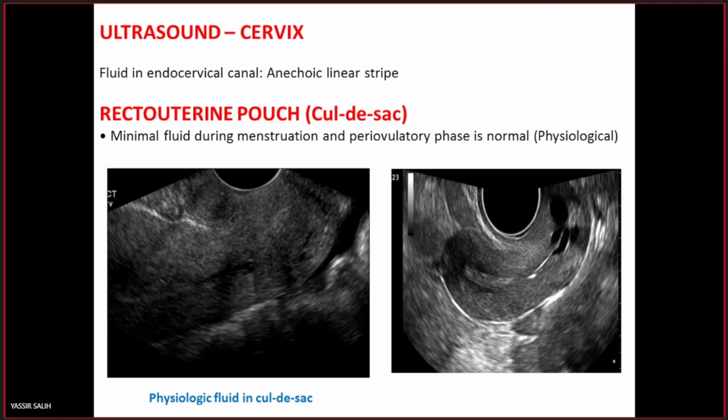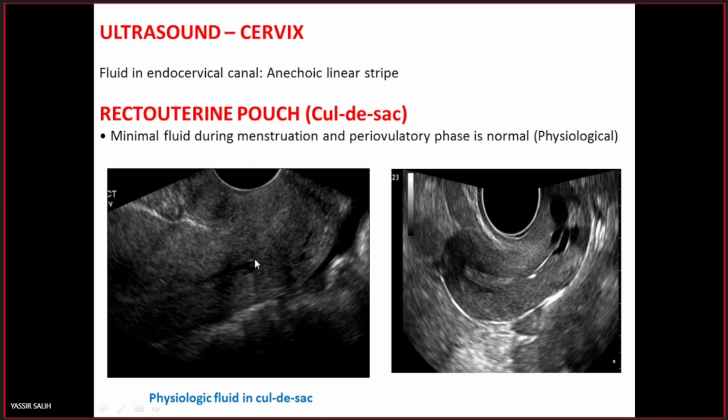طيب نجي للnext structure اللي هو the cervix. Fluid in the cervical canal. طبعا this is مثلا fluid, دائما in ultrasound بتكون anechoic. This is the fluid within the endocervical canal. بتكون anechoic. This may sometimes be seen normally, يعني مثلا during the menstrual cycle or after delivery, or it can be seen normally, this fluid in the cervical canal.